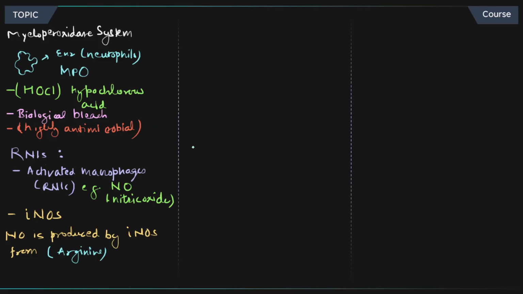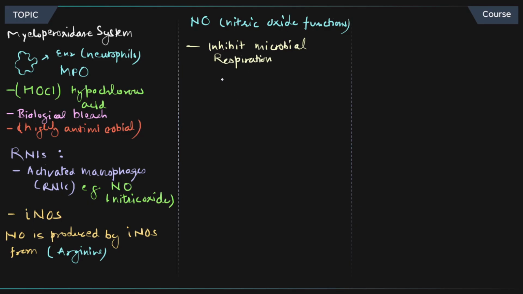Okay, what else? Let's talk about the function of NO, which is nitric oxide. It's antimicrobial in nature, but we need to know the functions. The first one is that it works on microbial respiration. It inhibits the microbial respiration process, basically targeting the electron transport system, the ETS. That's why the bacteria or pathogen dies. Next, DNA and also various enzymes are targeted by this, and it also causes tumor cell killing.